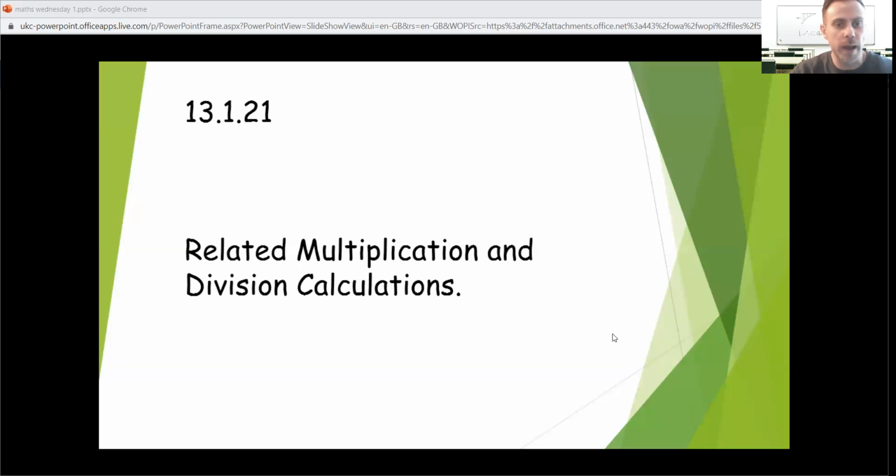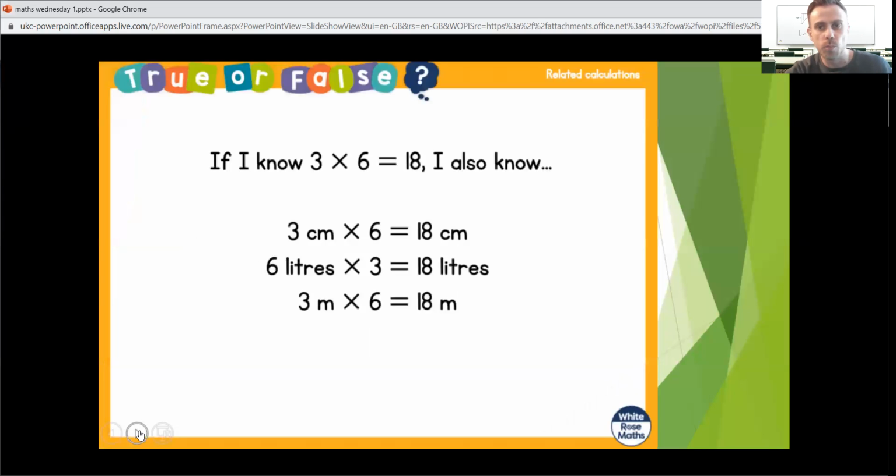Now, on to today's maths. Same sort of stuff as yesterday. Today we're going to be looking at related multiplication and division calculations. Sounds complicated again? It won't be, it'll be fine. Today we're not going to do any flashbacks. Today it's going to be slightly different, because I've got one of these true or false questions for you to have a think about.